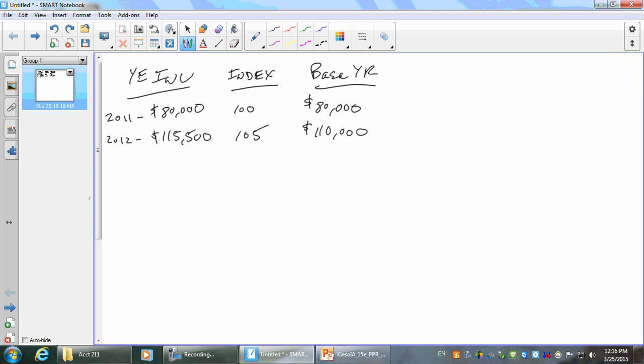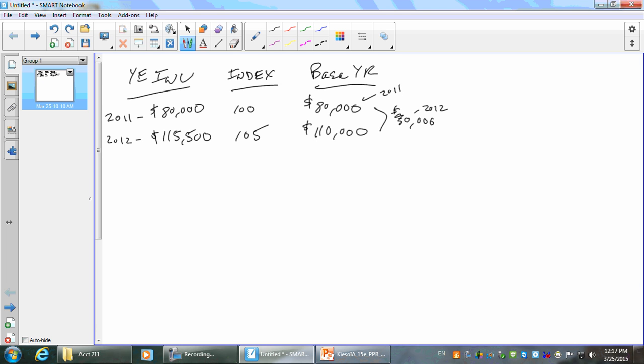Okay? All right, so what I've got now is I have a base year, 80,000, plus what did I add to it? Looks like 30,000, right? I have 2 layers. So I've got that base layer, that's my first layer, that's my 2011 layer. Everybody good? In base year dollars. This is my 2012 layer in base year dollars.